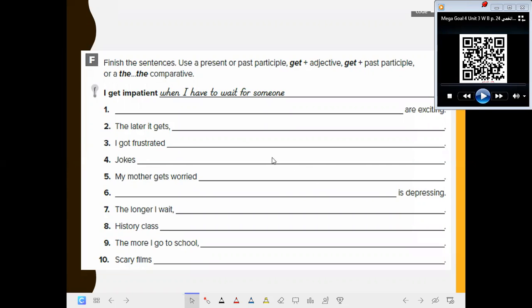Now, my dear students, I want you to look carefully at these questions I gave you before, and finish all these sentences using present or past participle as an adjective, or get plus adjective, or get plus past participle, or the comparative, as I told you before. I will show you the answers, and I want you to pay attention and keep your answers. If there is anything wrong, I want you to replace it with the right one. Okay, good. Let's start.